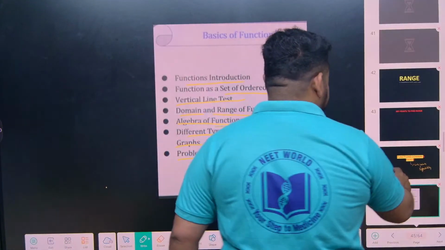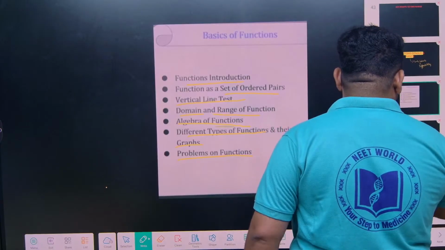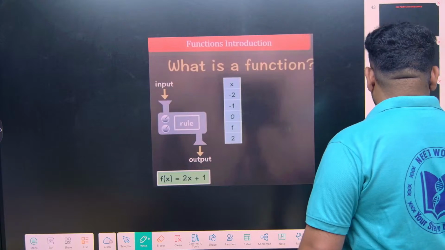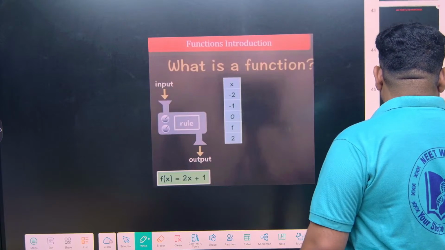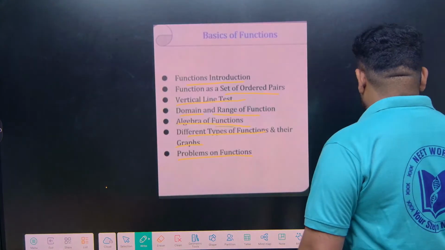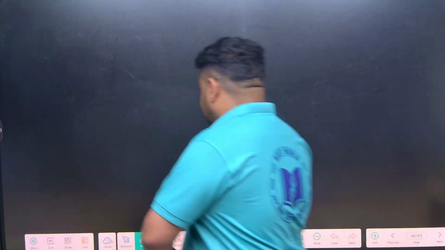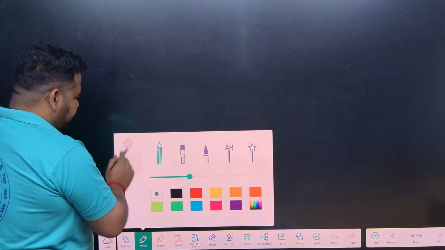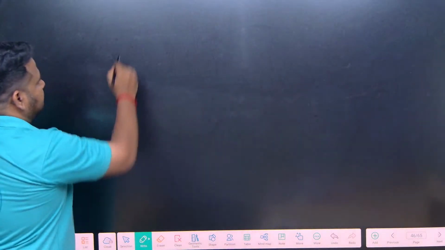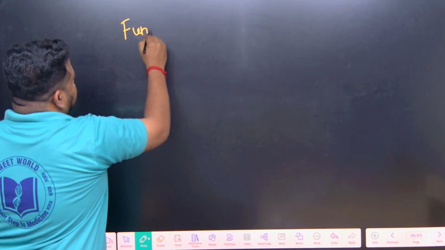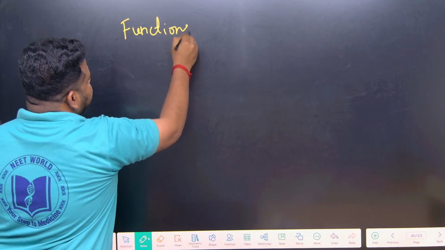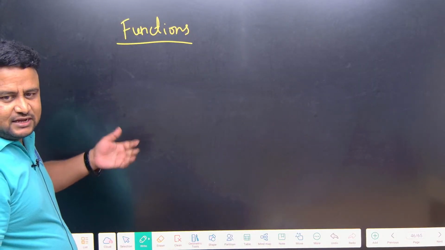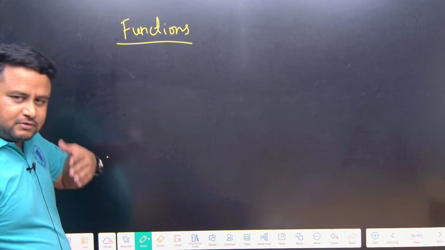Now, what is a function? Before going to this figure, I would like to discuss certain very important points. When we talk about functions, observe carefully. Functions as a topic comes from sets. Functions as a concept arises from sets. Why am I talking about sets? We have already discussed sets in the previous classes. Those who have not watched, please go through that.